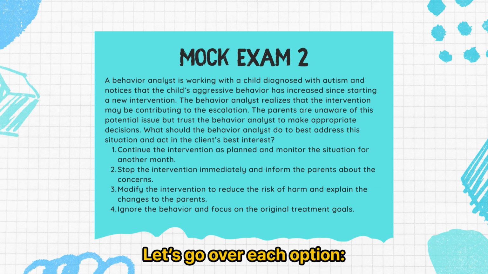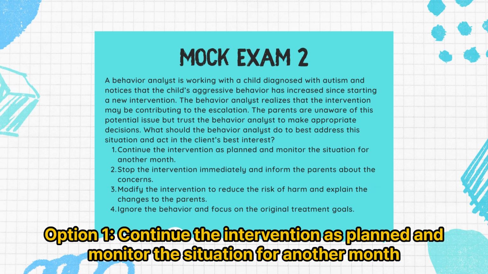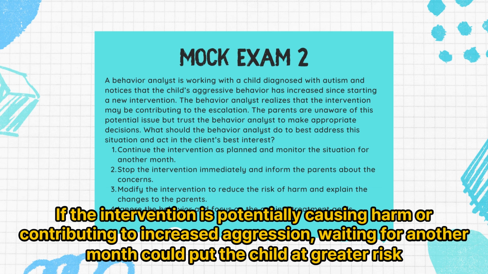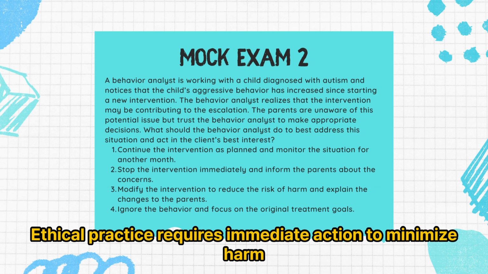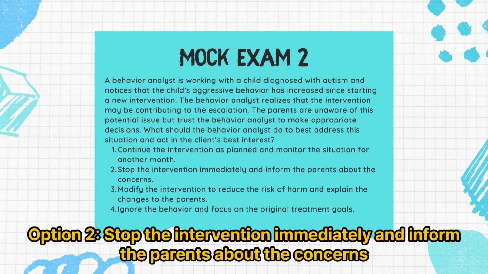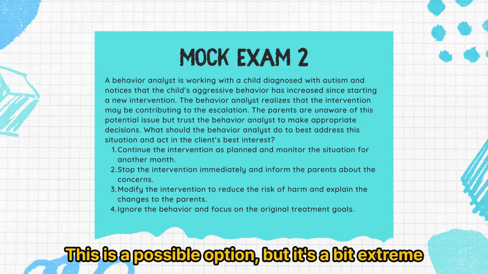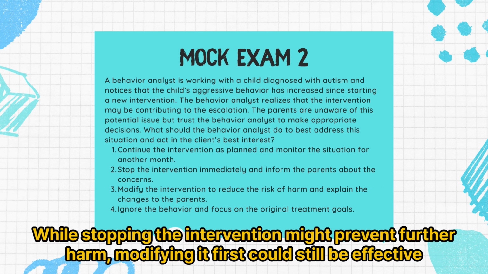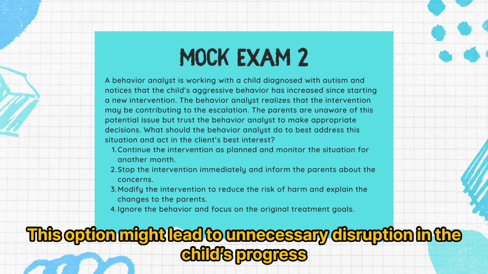Let's go over each option. Option 1. Continue the intervention as planned and monitor the situation for another month. This is not correct. If the intervention is potentially causing harm or contributing to increased aggression, waiting for another month could put the child at greater risk. Ethical practice requires immediate action to minimize harm. Option 2. Stop the intervention immediately and inform the parents about the concerns. This is a possible option, but it's a bit extreme. While stopping the intervention might prevent further harm, modifying it first could still be effective without the need for a full stop. This option might lead to unnecessary disruption in the child's progress.